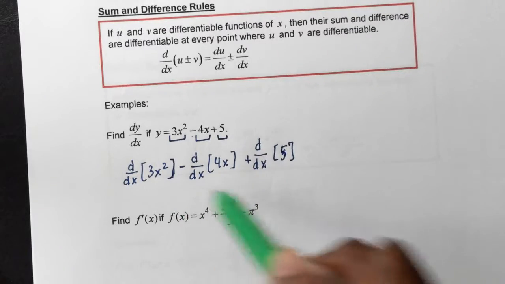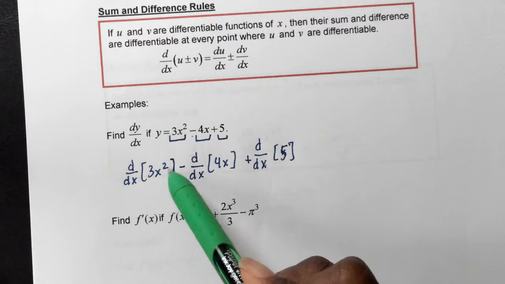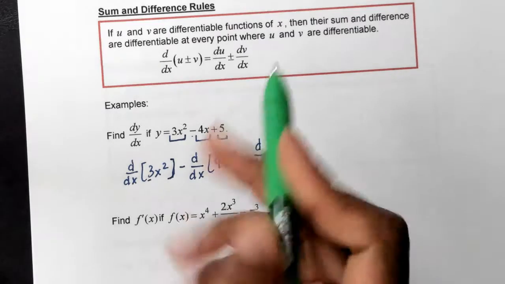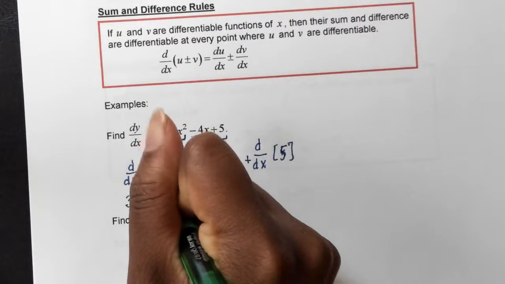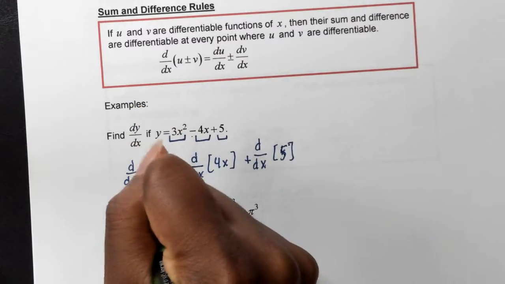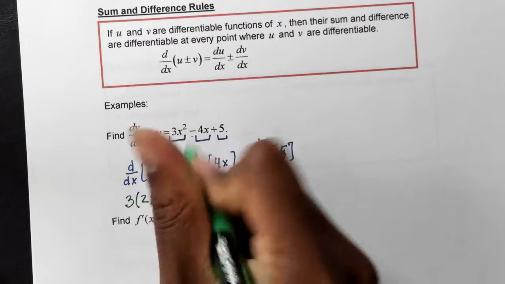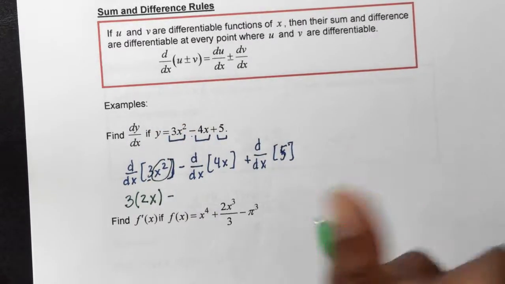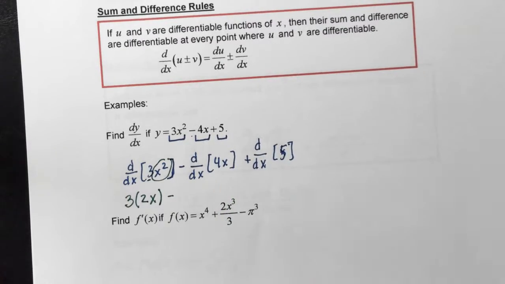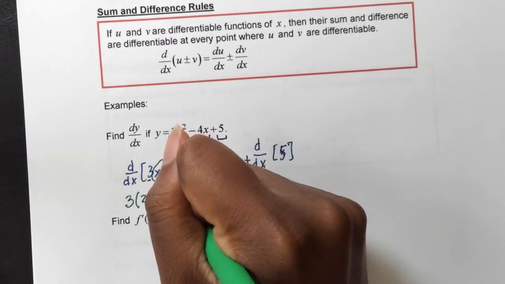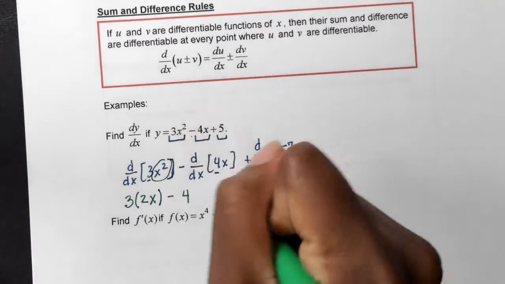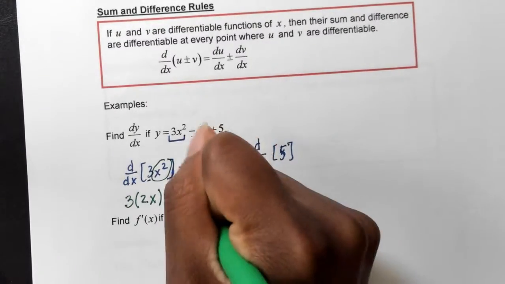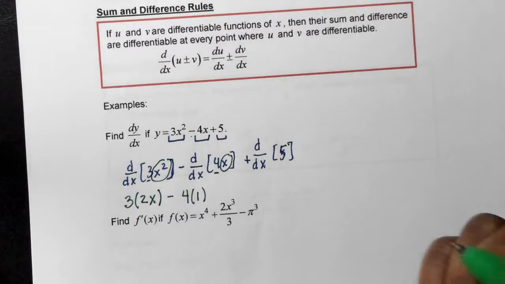So we have rules to help us figure out what these derivatives are. So for 3x squared, we have a constant, so we'll bring out the constant. And then the derivative of x squared, we know we'll bring down the 2, and we have x to the first, because 2 minus 1 is 1. And then we'll subtract the derivative of 4x. So here we have a constant of 4, which we'll bring out, and then the derivative of x will bring down the 1, and x to the 0 is 1, so the derivative of x is 1.